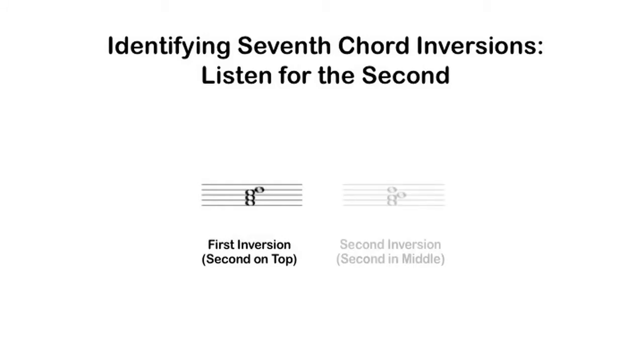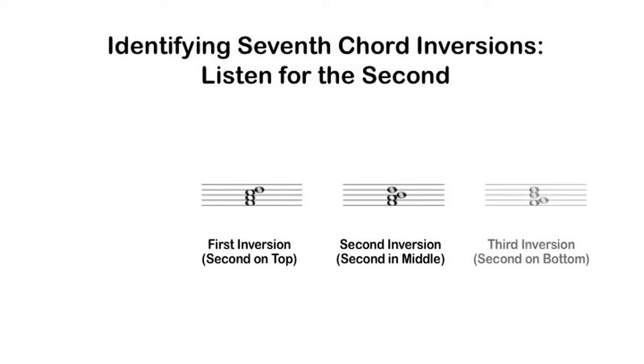So let's talk process. If I'm asked to identify the quality and inversion, then what I'm listening for first generally is inversion. And I'm going to do that by listening for whether there's a second in the texture. If the second's on top, it's first inversion. If the second's in the middle, it's second inversion. And if the second is on the bottom, it's third inversion. And if I don't hear a second at all, it's got to be root position.